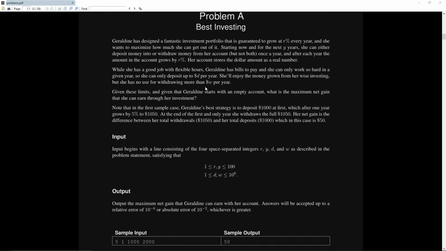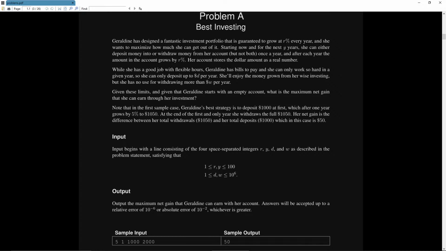Investing problem. So in this problem, we have Geraldine who's designed this portfolio that's guaranteed to grow at R% every year. So because it's R% every single year, that kind of gives you the clue that there's going to be something about compound interest and exponential growth in this problem. So we have this investment portfolio, and she wants to maximize how much she can get out of it.